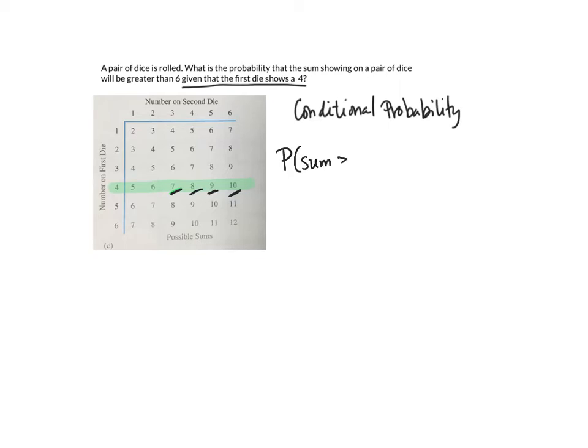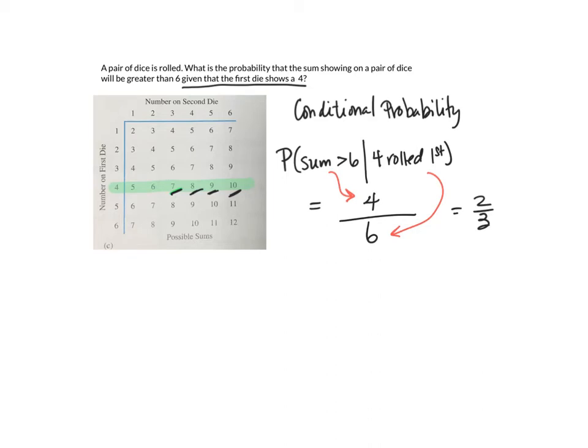So the probability that our sum is greater than 6 given a 4 is rolled first is equal to, well, there are 6 options that we roll a 4 first, and then out of those there are 4 that the sum is greater than 6. Given that the 4 is rolled first, there are 6 of those. So we then simplify, put that in lowest terms, that's going to be 2/3.